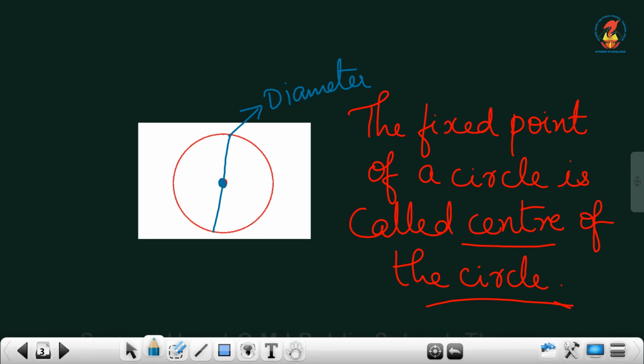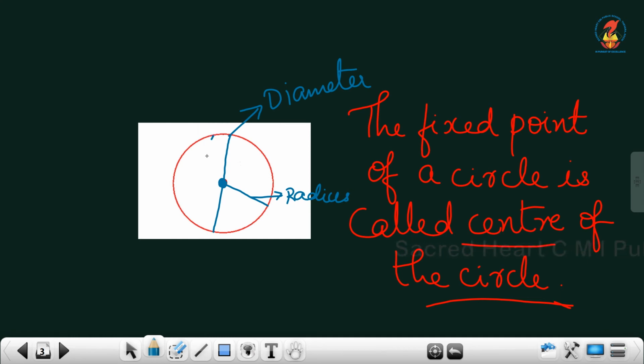A circle is having only one center. We can draw many radius and diameter in a circle, okay? So from center to any point on the circle, this is the radius of the circle. From center to any point on the circle is the radius. I hope it's clear.